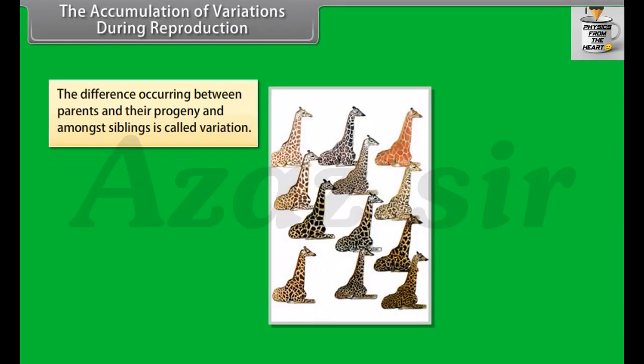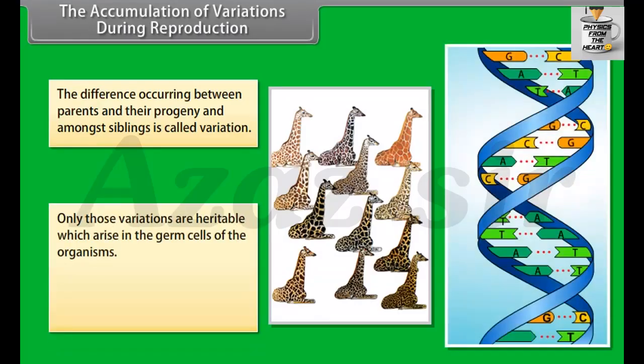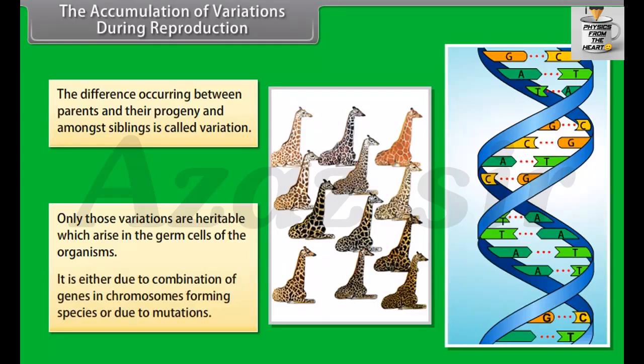The difference occurring between parents and their progeny and amongst siblings is called variation. Only those variations are heritable which arise in the germ cells of the organisms. It is either due to combination of genes in chromosomes forming species or due to mutations.